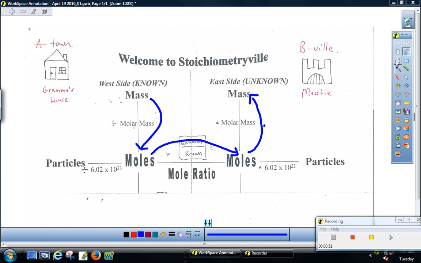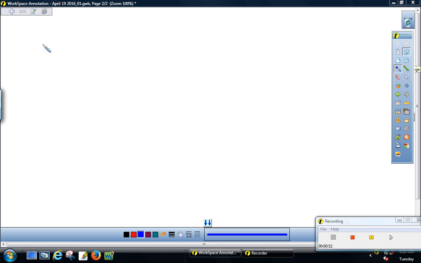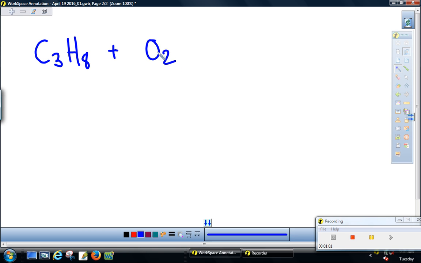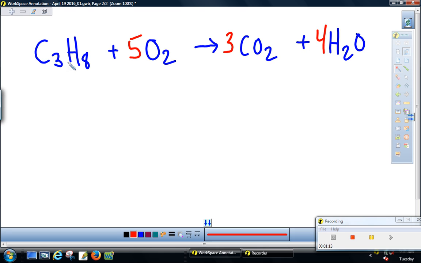So let's use the combustion of propane. Propane will react with oxygen to make CO2 and water. And we can balance this with those coefficients. There are 10 oxygens on the product side, 6 oxygens plus 4 oxygens, so 6 plus 4 is 10. So we need 5 pairs of oxygen, not 3, not 4.